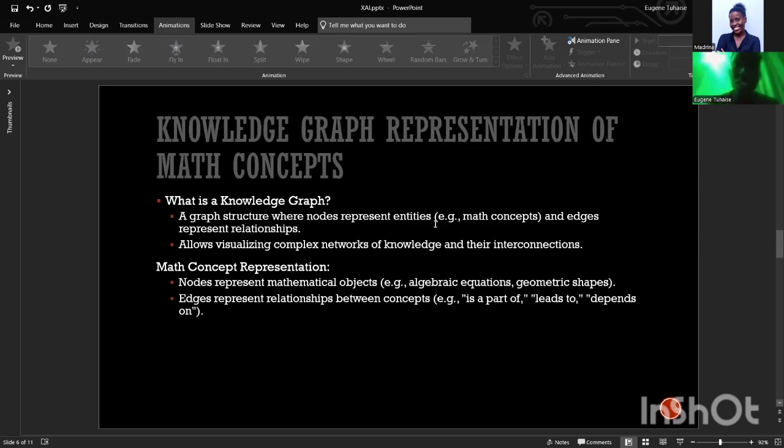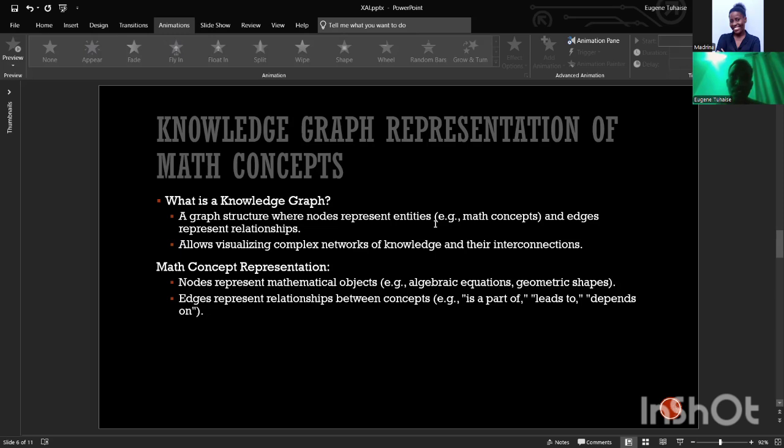Good evening. My name is Eugene Twice, and I'm going to be taking you through knowledge graph representation. In our case, we are dealing with solving math word problems, so knowledge graph representation of math concepts. A knowledge graph is a graph structure where the nodes represent entities, or in our case, the math concepts, and the edges represent relationships. This allows visualizing complex networks of knowledge and their interconnections.